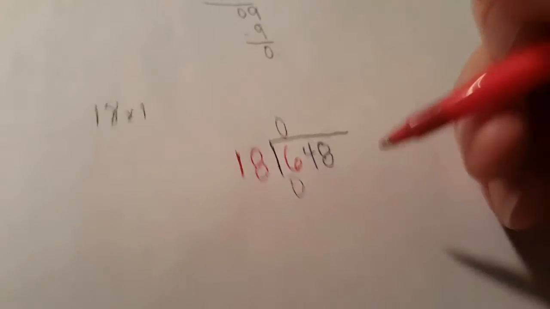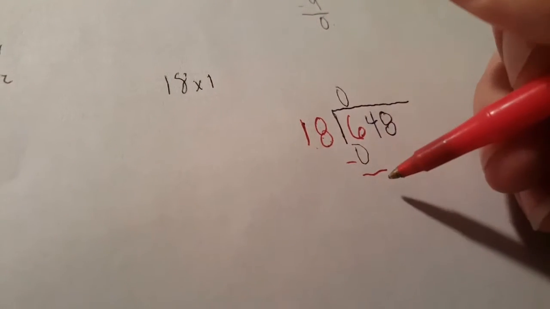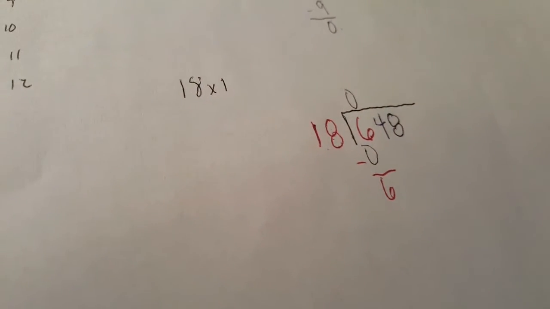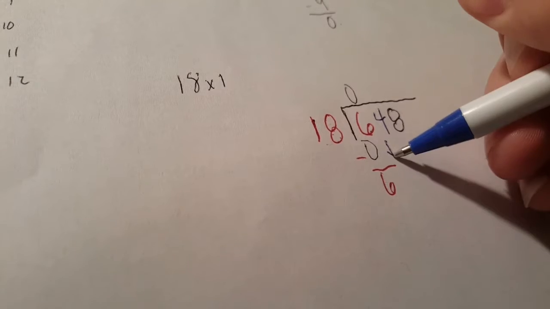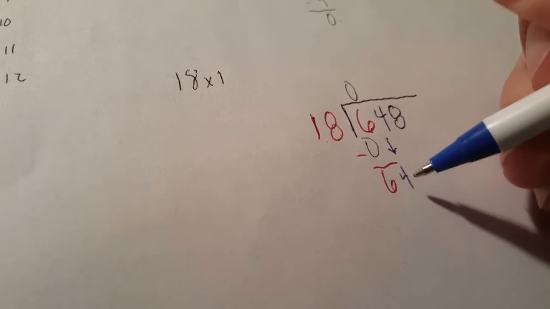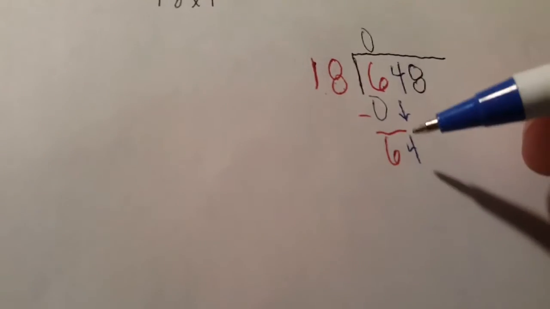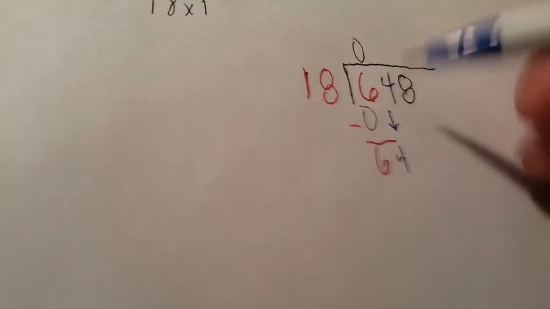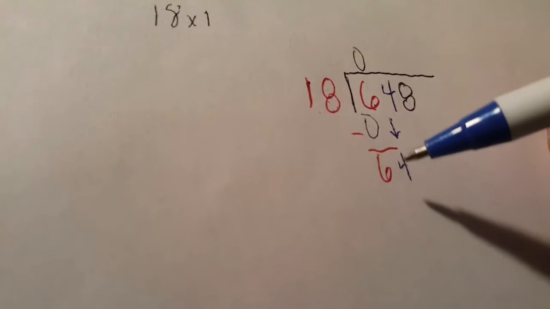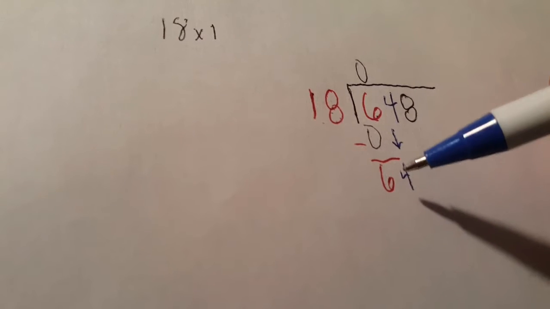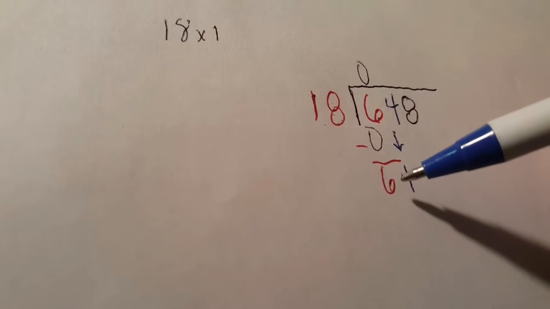And let's go ahead and get my right color out. 6 minus 0 is 6. And we're going to bring down our next place value in the tens, which is 4. That's going to give us the number 64. So now we ask ourselves, how many times does 18 go into 64?